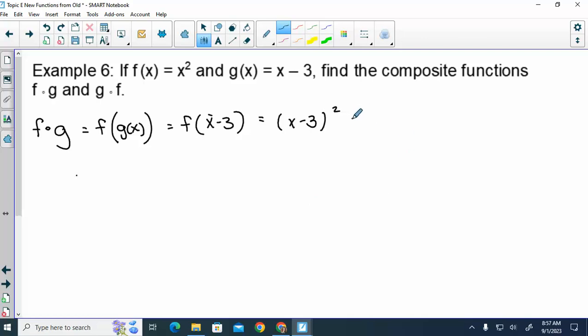So then we would FOIL that, and we would get X squared minus 6X plus 9.